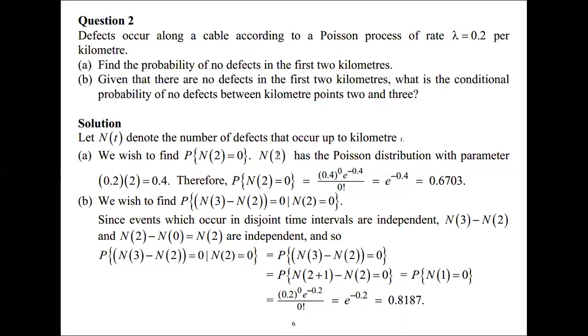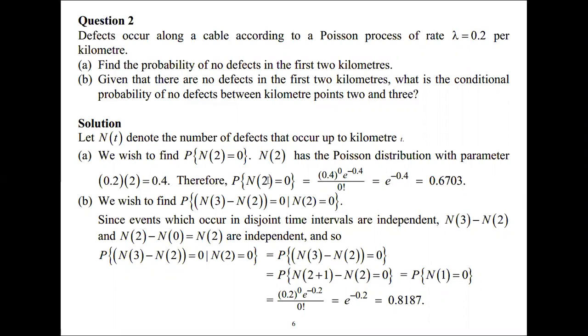But N(2) has a Poisson distribution with parameter 0.2 times 2, which is 0.4, because in every kilometer there is 0.2 defect. So in a 2 kilometer stretch, we expect 0.4 defects on average. So what's the lambda? Now our lambda will be 0.4. That's the rate now. So in the Poisson distribution, you replace lambda t by 0.4.